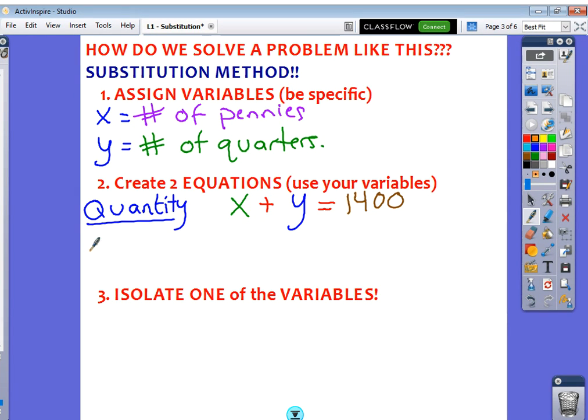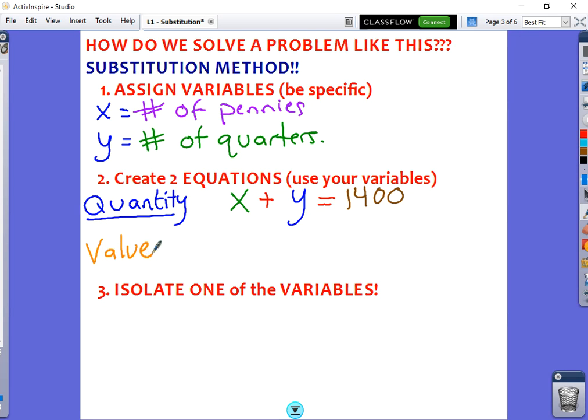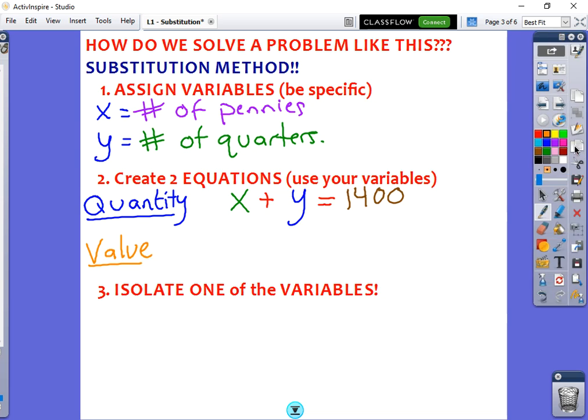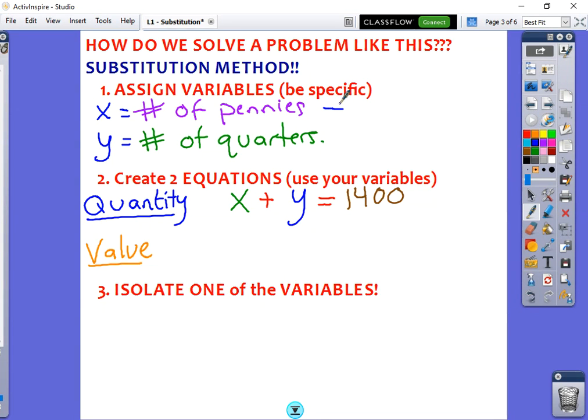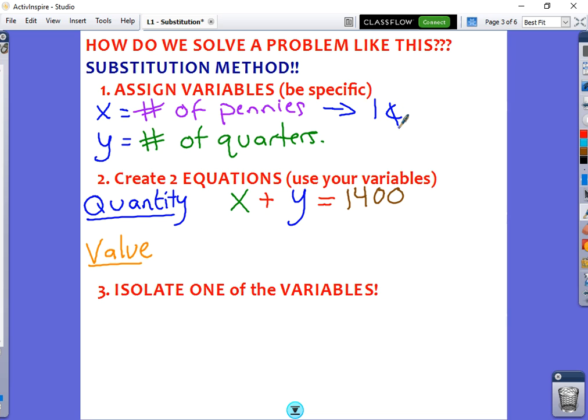Next, you have to think about what's called the value or the cost equation. We think about a penny and ask ourselves, what is the value of a penny? If you don't know, back up here, you can remind yourself a penny is worth 1 cent and a quarter is worth 25 cents. So that's the value of our pennies and the value of our quarters. I'm going to take the value of a penny, aka 1, and multiply it by the number of pennies we have. 1 times x is how we communicate the value of our pennies.